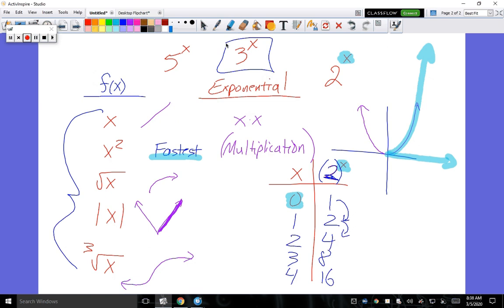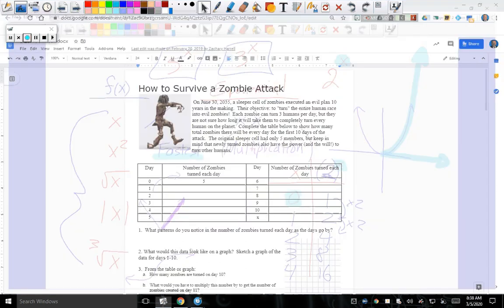I'd be tripling it each jump. Rather than doubling it, I would be tripling it each jump. You with me? And then I would be multiplying it by a factor of 5 each jump. Alright, so now let's go back over here to our zombie worksheet.